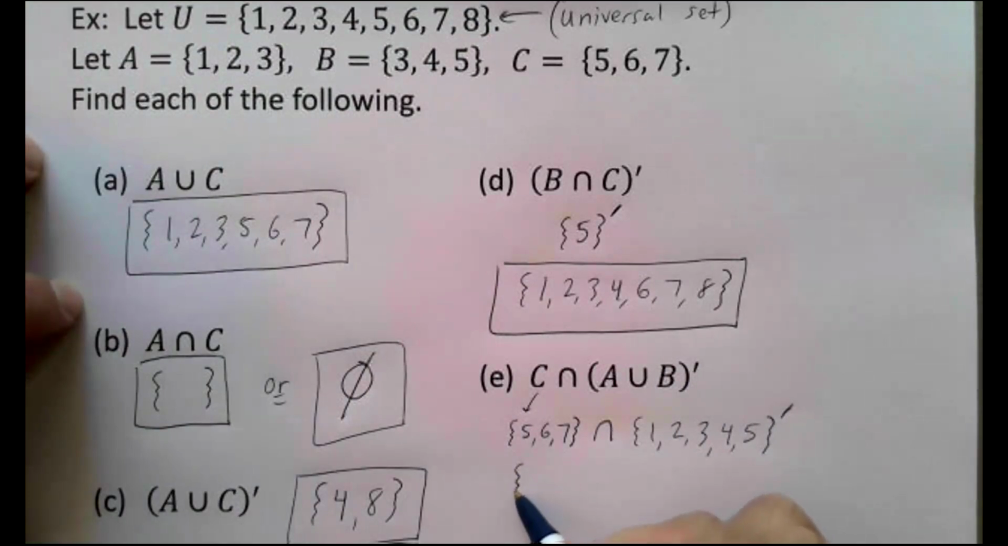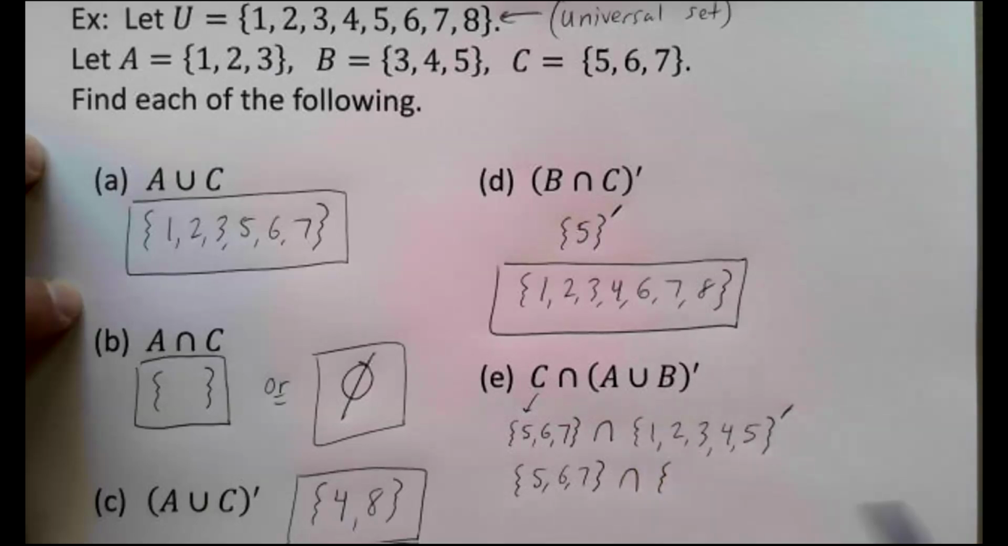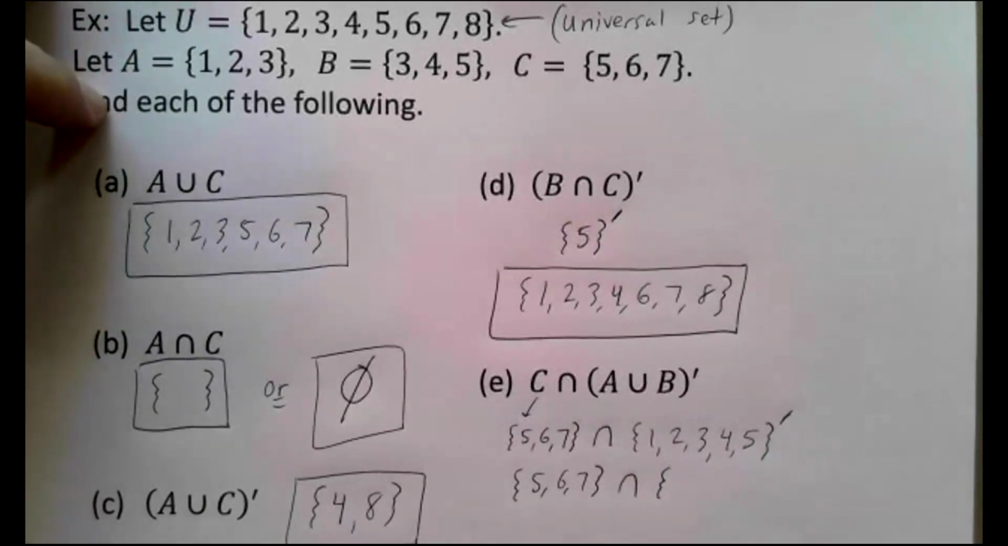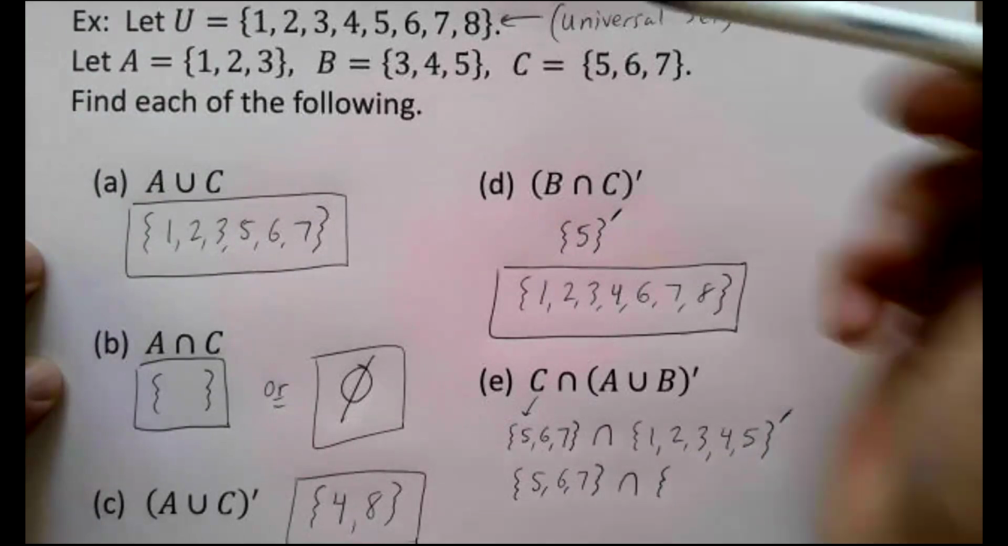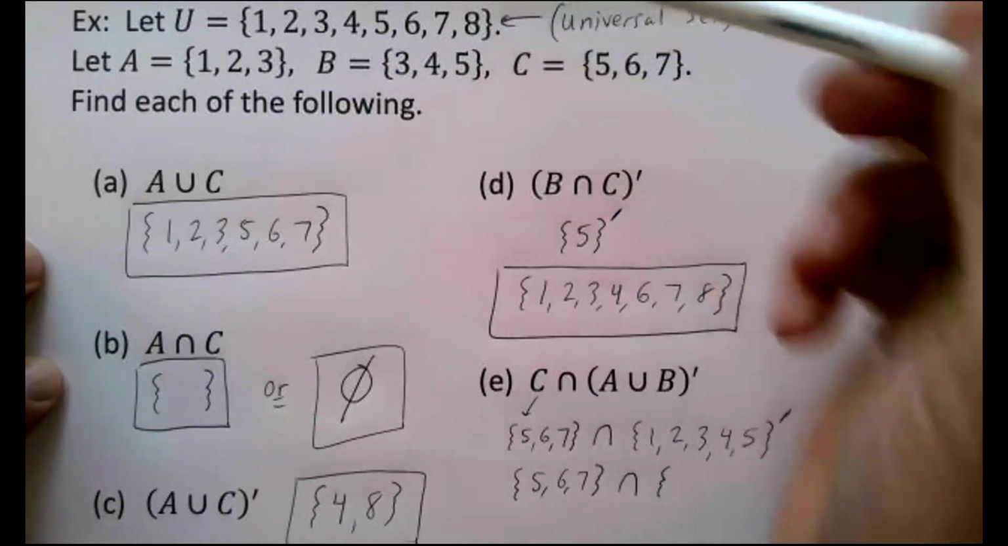So C is 5, 6, 7. That was given to us. At some point, I'm going to intersect that with something else. But let's go figure out the complement of 1, 2, 3, 4, 5. The complement of 1, 2, 3, 4, 5 means the opposite of 1, 2, 3, 4, 5. Means everything not in this set when I compare it up here with U.